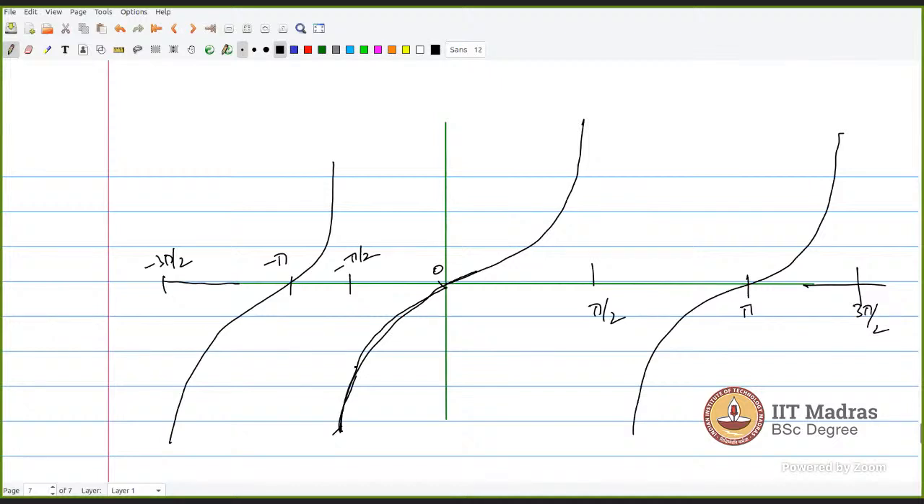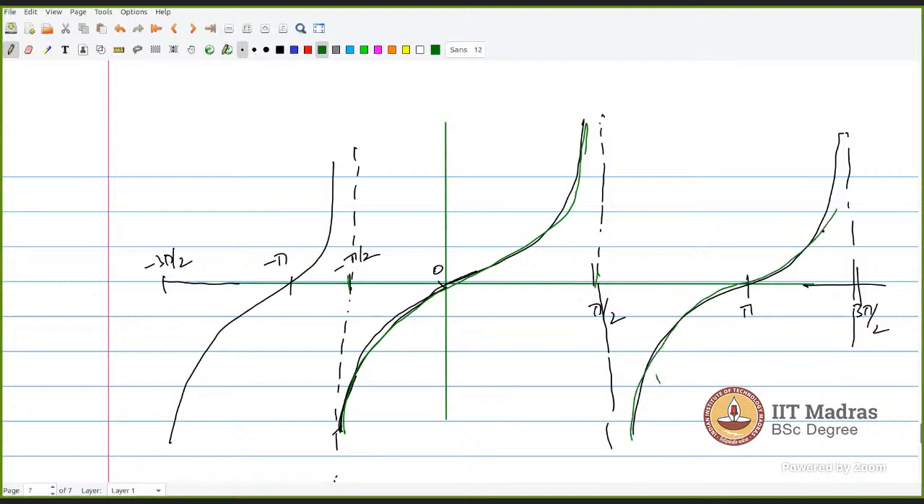Sir, there is a vertical asymptote at x equal to minus pi by 2 and x equal to pi by 2. Right, so these are our vertical asymptotes for the tan graph. You see this particular shape pattern is repeating after every pi. Minus pi by 2 to pi by 2 is an interval of pi only, and this shape is repeated in every pi interval. As this is repeating within pi intervals, we say the period of tan is pi.